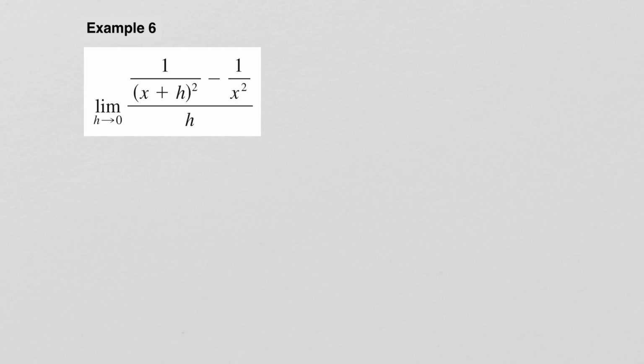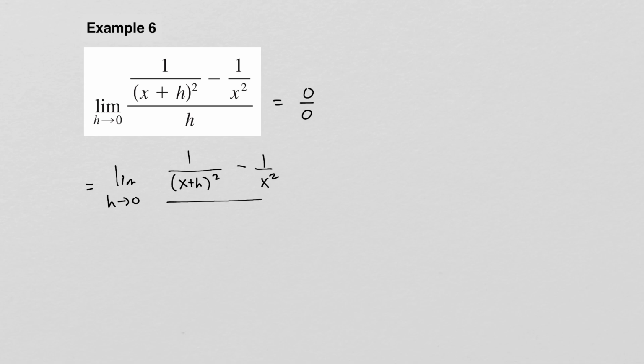In the next example, once again, if we allow h to be 0, the numerator will become 1 over x squared minus 1 over x squared, which is 0, and the denominator will also be 0. So yet again, we get 0 divided by 0, which means yet again, we need to simplify this expression. So this is perhaps the most complicated. How do you simplify an expression like this where you have smaller fractions inside of a larger fraction? This is called a complex fraction.